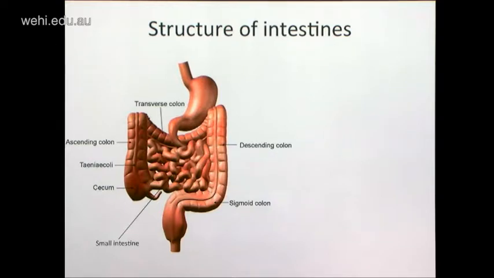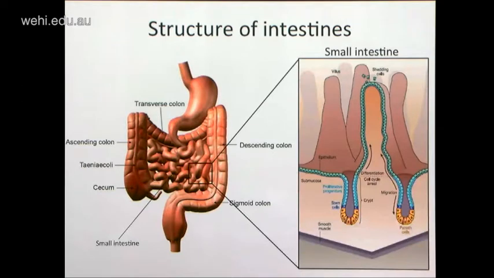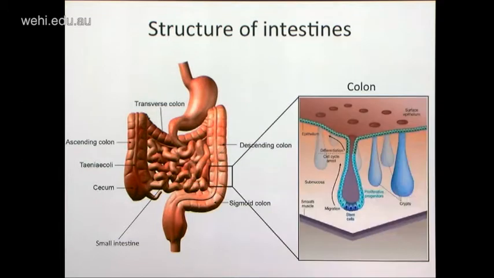Here shows the small intestine and colon. And we have a closer look at the intestinal mucosa. We can see the epithelial cells, this single layer of epithelial cells forming crypts and finger-like projections called villi. However, in colon, there's no villi, but only crypts.